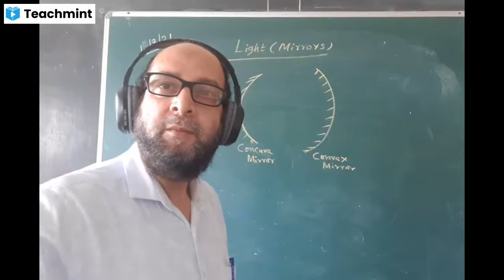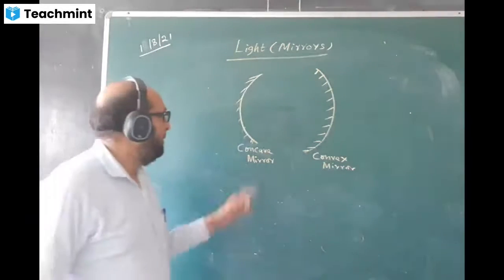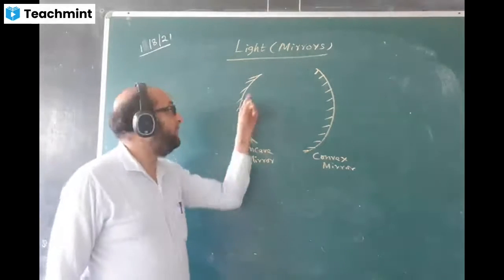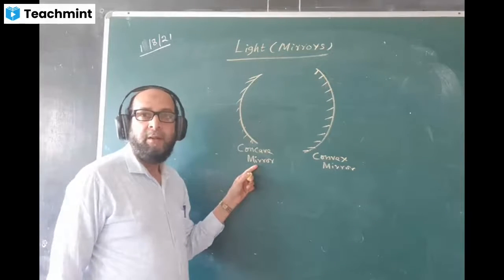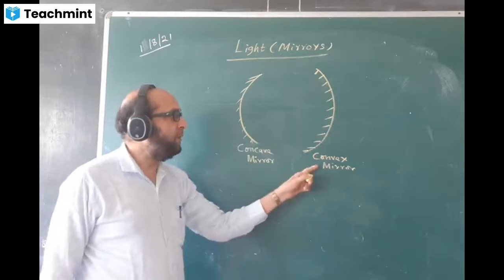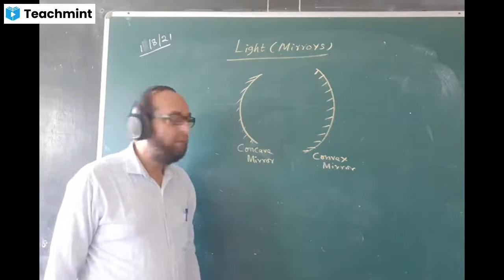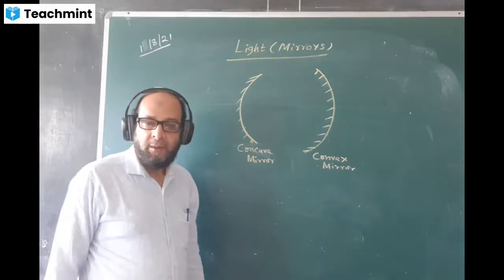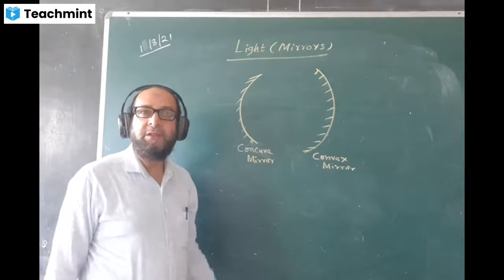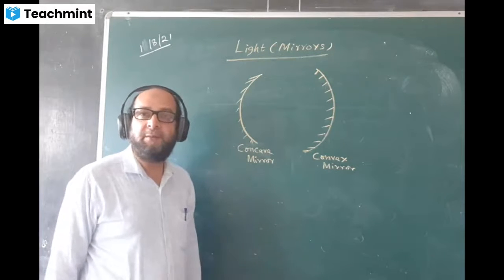Okay, again. Yes, continue. The mirror whose bulge portion is polished is called a concave mirror, and the mirror whose flattened portion is polished is called a convex mirror. Okay, understood? Yes, sir. These are the two shapes of a spherical mirror.